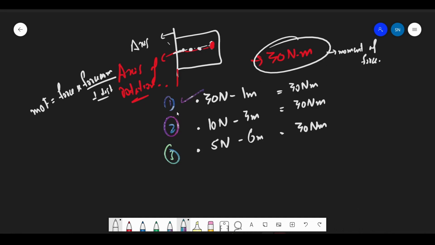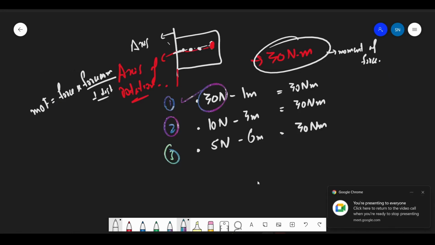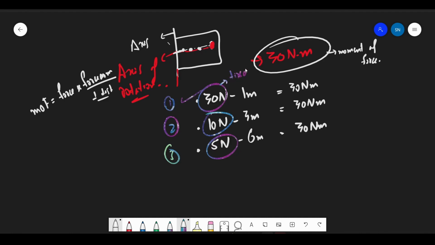Fatima, in the first case, do you have to apply a 30 Newton force? Right. In the second case, you have to apply a force of only 10 Newton. In the third case, you only have to apply a force of 5 Newton. Why do you want to exhaust yourself and apply a 30 Newton force? Won't you get tired? Yes, absolutely. So if we can produce the same effect by a 5 Newton force, why not just use a 5 Newton force and place the handle as far away as possible? 6 meter, let's say. Let's say it's a very huge door.